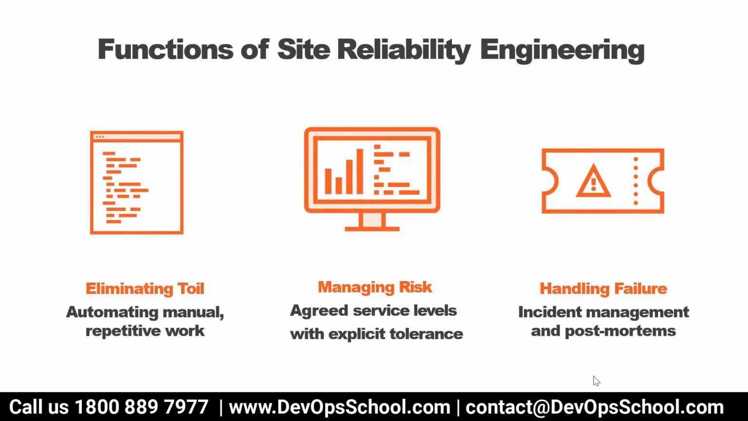Toil means any work which is manual and repetitive, we need to automate it. Very simple. Toil means any work which is manual, can be automated, so it needs to be automated. Managing risk means, because you are in a production environment, you must have SLA, SLI, and SLO, and you have to make sure that you are managing that risk. So would anyone like to comment on what SLA, SLI, and SLO are?